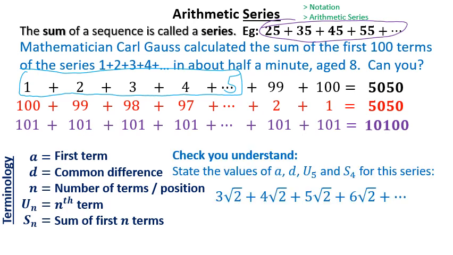To check you understand, I'd like you to pause briefly and jot down for me the values of a, d, U5, and S4 for the series here, 3 root 2 and 4 root 2, etc.